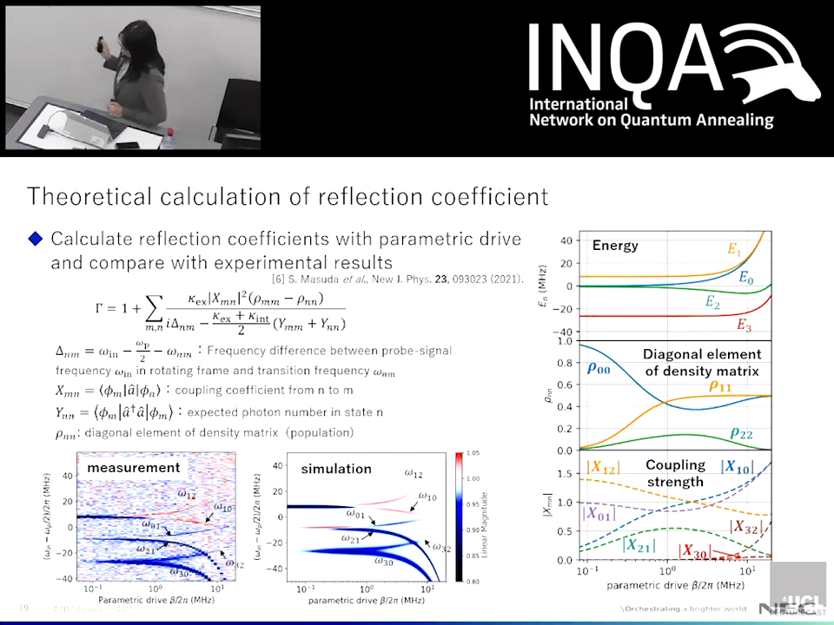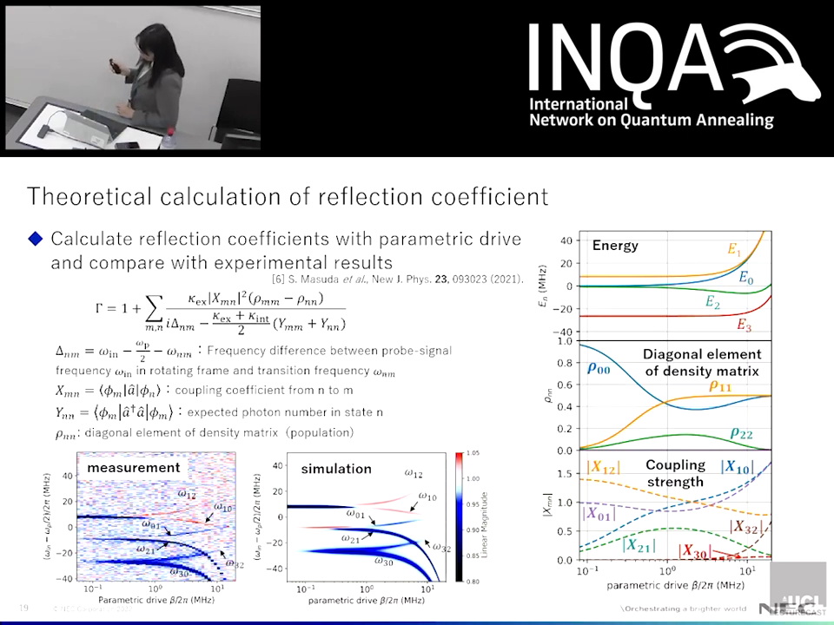The reflection coefficient was calculated by this equation. This equation is written as an addition of Lorentzian peaks, which correspond to the transition from state m to n. Each peak can be calculated from the transition frequency omega nm, which is determined from the energy, and the diagonal element of the density matrix in steady state. That means population, and also the coupling strength.